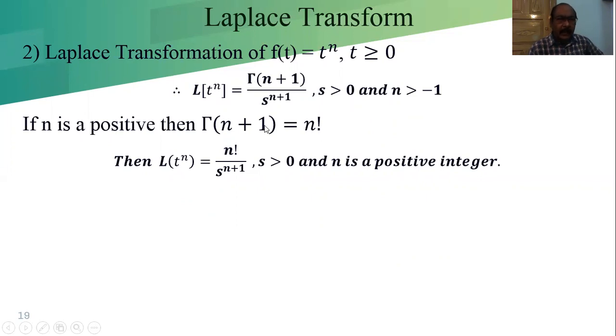Here, if n is a positive integer, then we can write gamma n plus 1 equal to n gamma n. Basically, gamma n plus 1 equal to n gamma n equal to n factorial. So when n is a positive integer, we can write Laplace transformation of t to the power n equal to n factorial by s to the power n plus 1, s is greater than 0 and n is a positive integer.